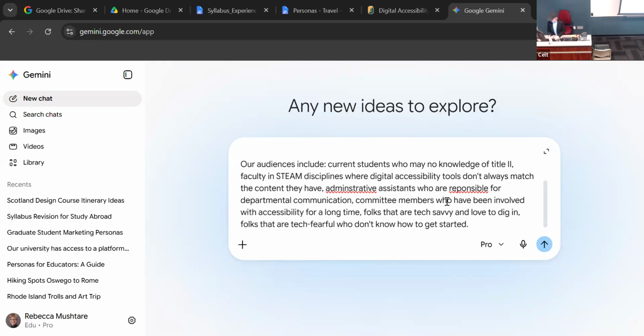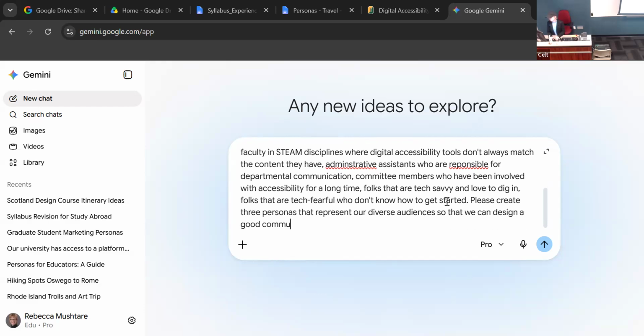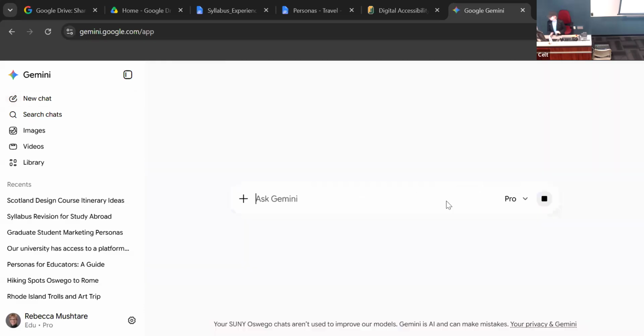We could continue this, right? And you could add some things in here. So then I'm going to say, please create 3 personas that represent our diverse audiences so that we can design a good communication plan. Communication and professional development plan.